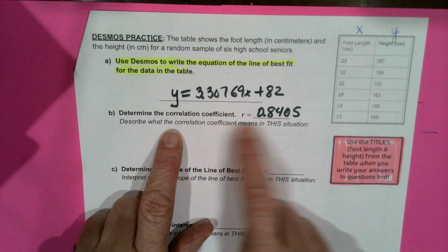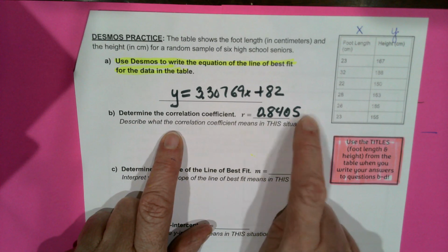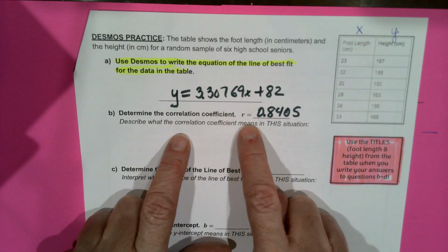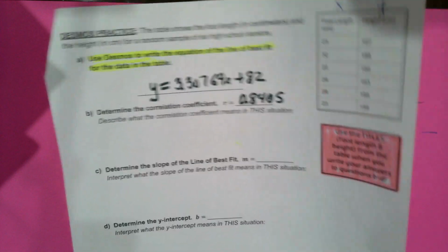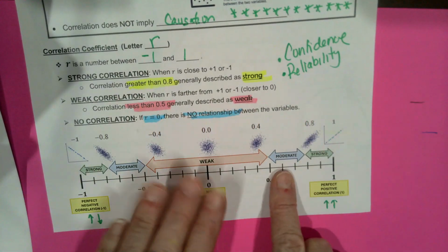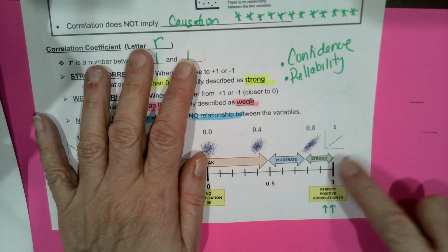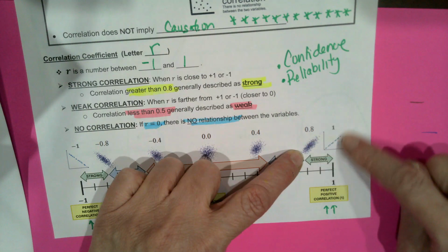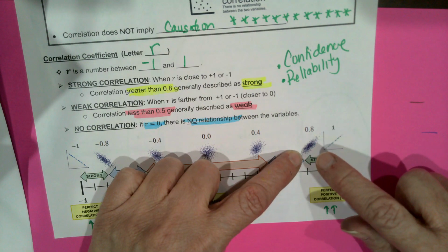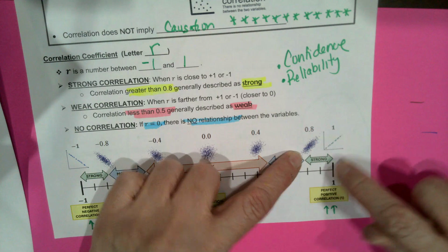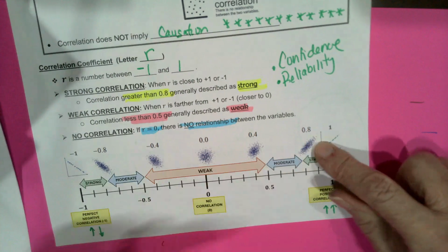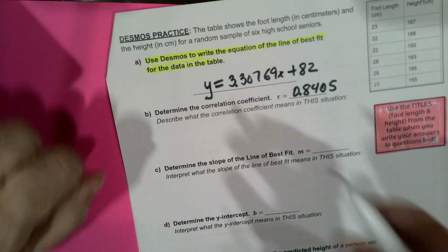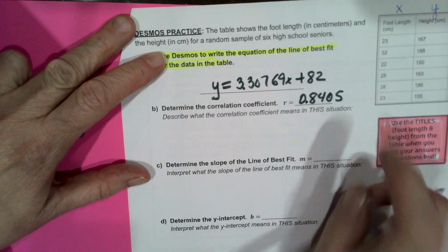So the correlation coefficient is 0.8405, and now keep in mind, what did we talk about in terms of being strong? It's a positive correlation, so it's going to be on this side. And remember, between 0.8 and 1 is considered a pretty strong correlation. So a correlation coefficient of 0.84 is definitely going to be in the strong range. So we're going to say that we have a strong positive correlation.